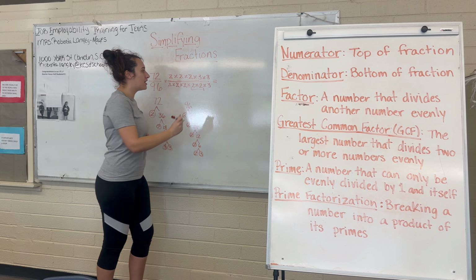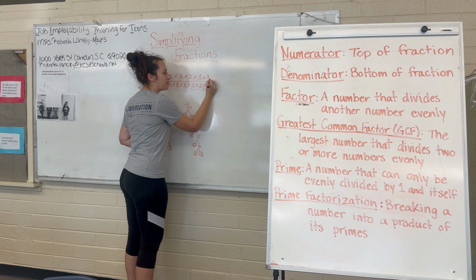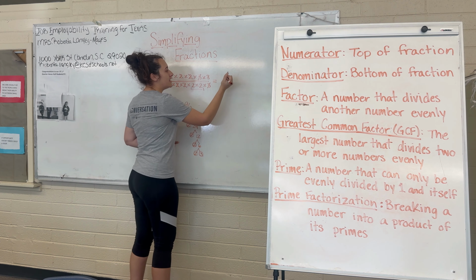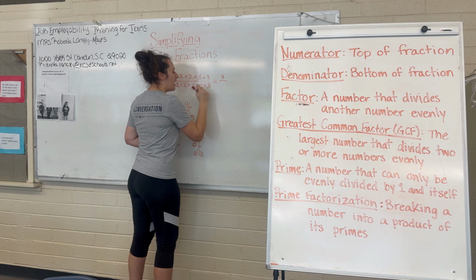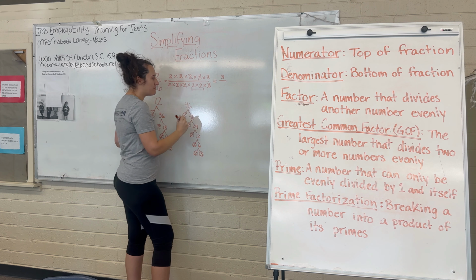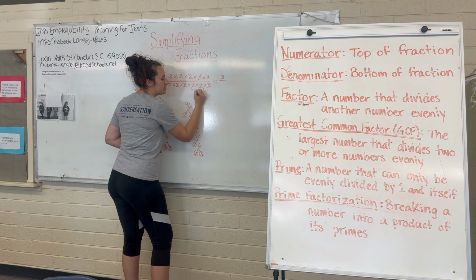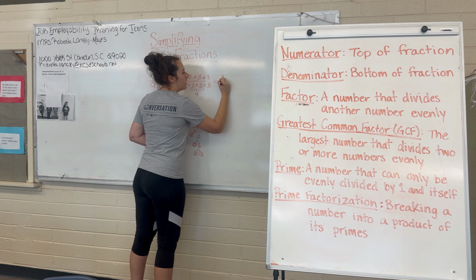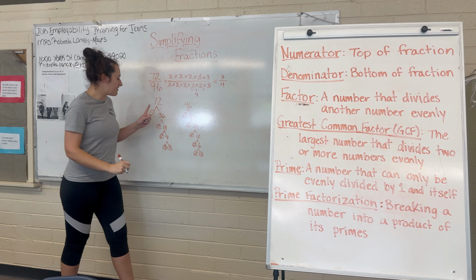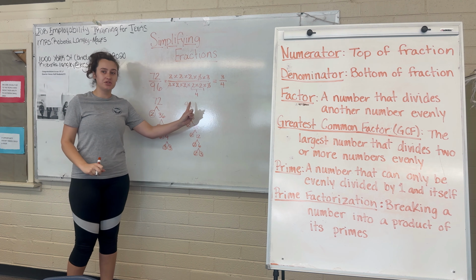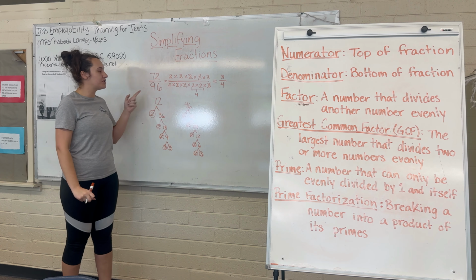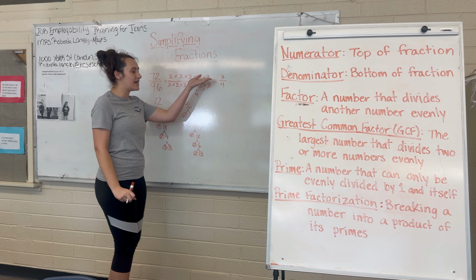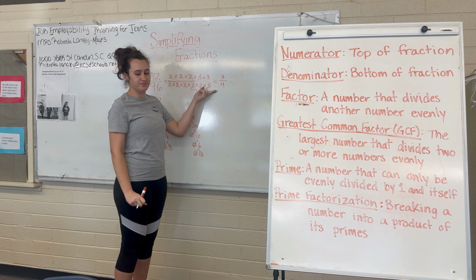I do have a 3 on the top and a 3 on the bottom. What this leaves me with is a 3 on the top as my numerator and 2 times 2 on the bottom. 2 times 2 is 4. So because I factored out my 72 and my 96, I can clearly see that 72 over 96 is the same as 3 over 4.